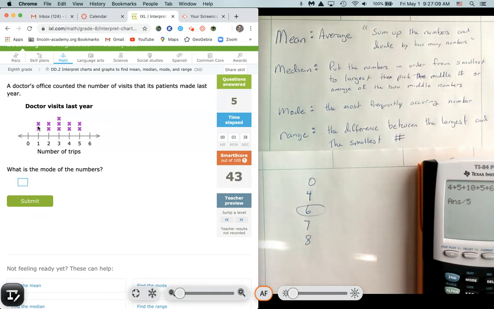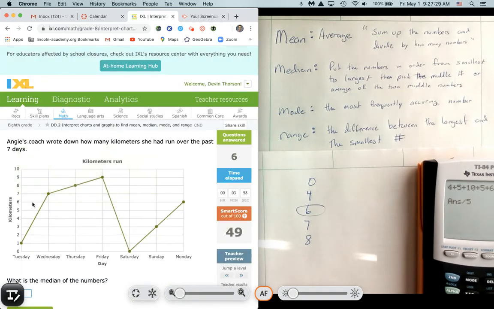1 happens twice. 2 happens twice. 3 happens 3 times. 4 happens twice. And 5 happens twice. So which one happened the most? 3 did. It happened 3 times. So 3 is the mode. So you always are going to use these numbers down here when you're putting things in.